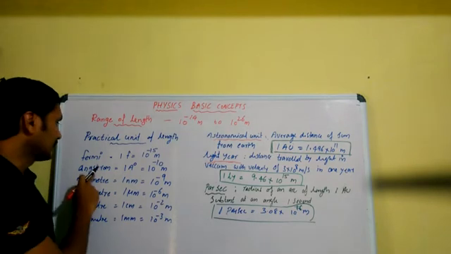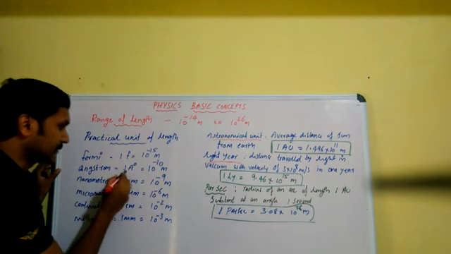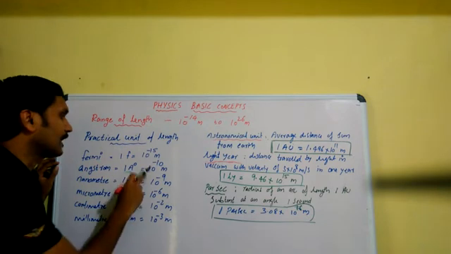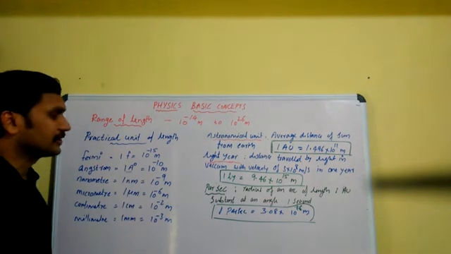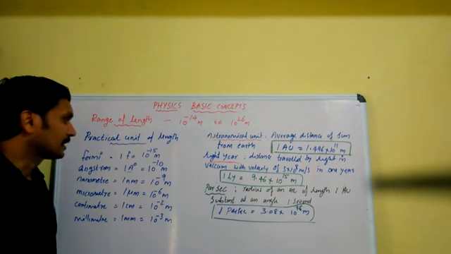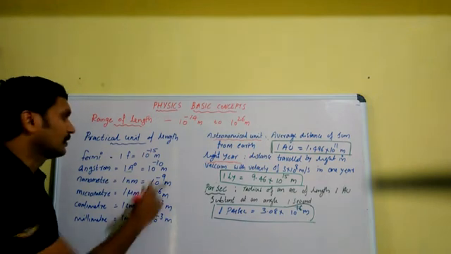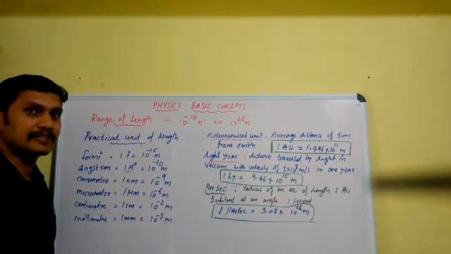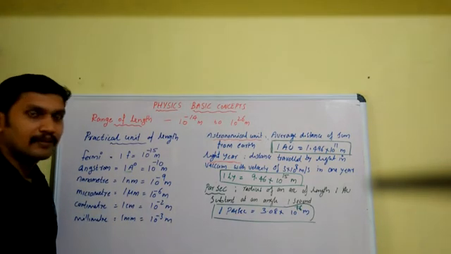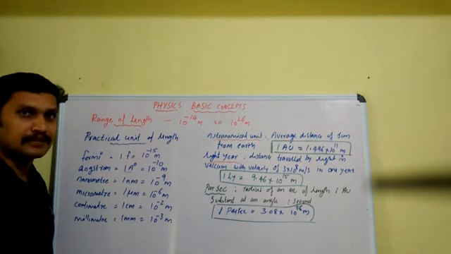Another smaller unit for the length measurement is Angstrom. This is the symbol for the Angstrom. 1 Angstrom is equal to 10 raised to minus 10 meter. Usually very small wavelengths of some radiations are measured using this unit known as Angstrom.